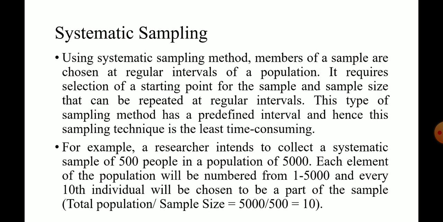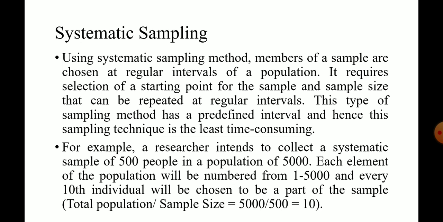Next type is systematic sampling. In this method, the researcher uses some systematic way to select the sample. That is, the samples are chosen at regular intervals. In systematic sampling, it requires a starting point, a sample size, and repeated intervals. If you see the example, it will be clear for you.